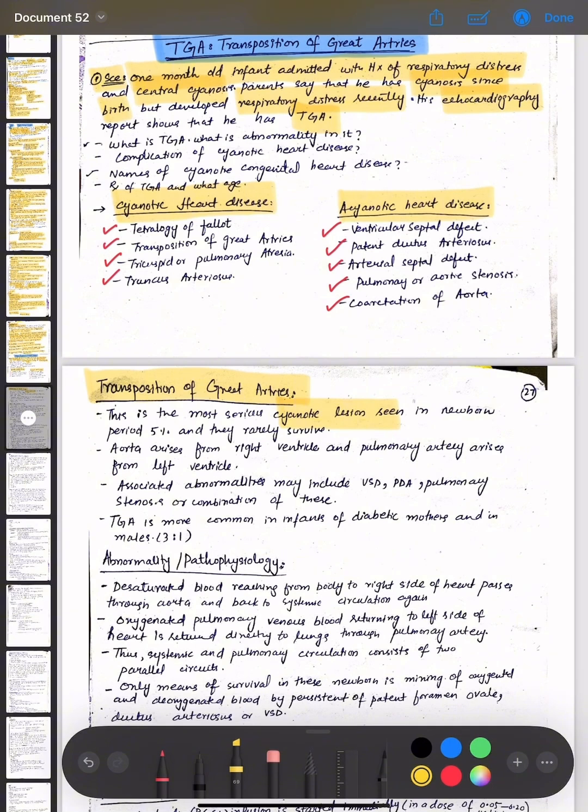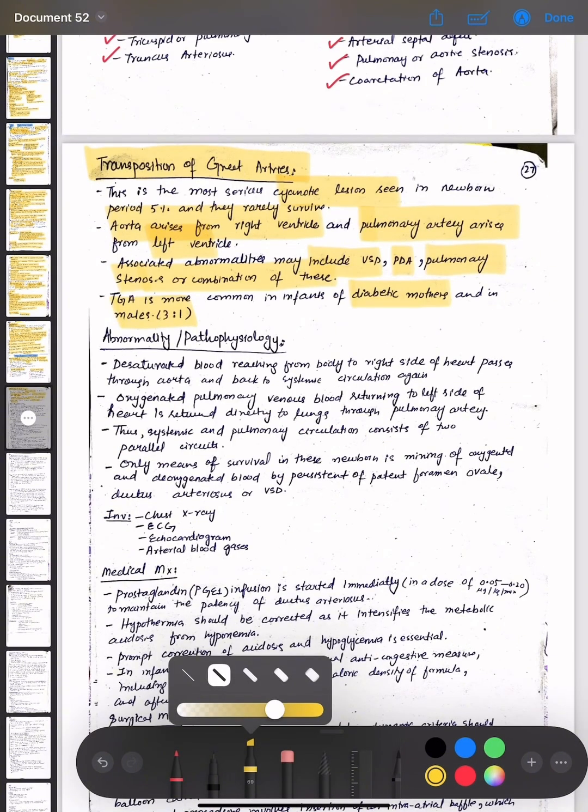Aorta arises from the right ventricle and pulmonary artery arises from the left ventricle. Associated abnormalities may include VSD, PDA, pulmonary stenosis, or a combination of these. TGA is more common in infants of diabetic mothers and in males.